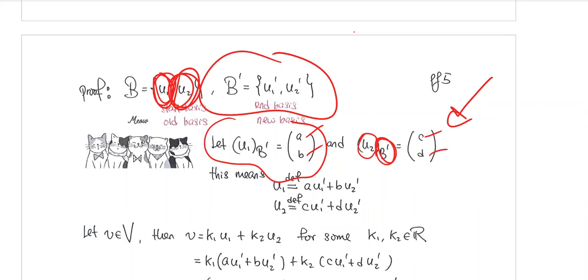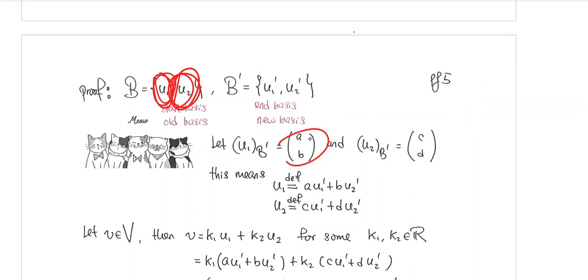Now, by definitions, this is nothing but definition. By definitions, these are coordinates, right? Coordinates with respect to B prime, right? So these are the numbers a, b that go into here. These are the numbers c, d that go into here because these are the basis vectors.